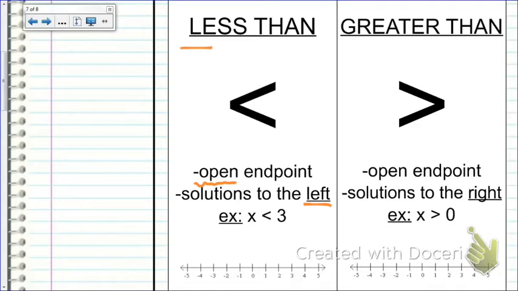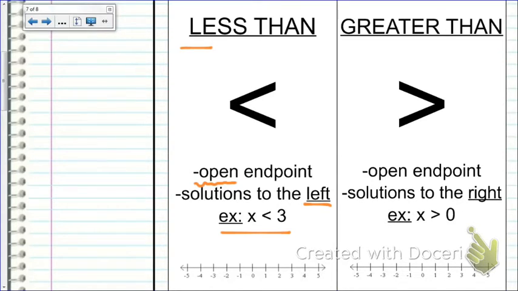So I like to think of that open endpoint kind of as a fence. If you were building a fence around the number 3, that's saying that I can get really close to the fence, but I can't actually get inside of the fenced area. So when I'm saying, for example, that x is less than 3, that means that I can get really close to 3, but I can't actually be equal to 3. And any of the numbers that are less than 3, I can use. So if I'm saying x is less than 3, can x be 2.9999999? Yeah, it just can't be 3.